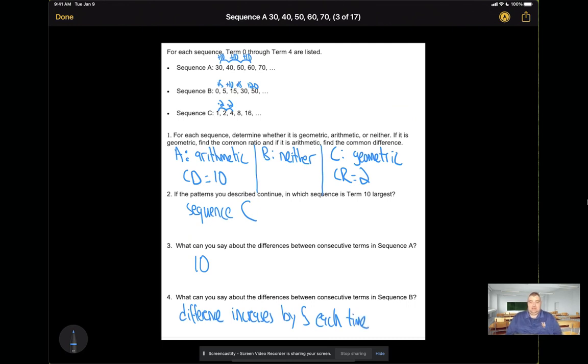Meaning I add 5, then I add 10, then I add 15, so on and so forth.